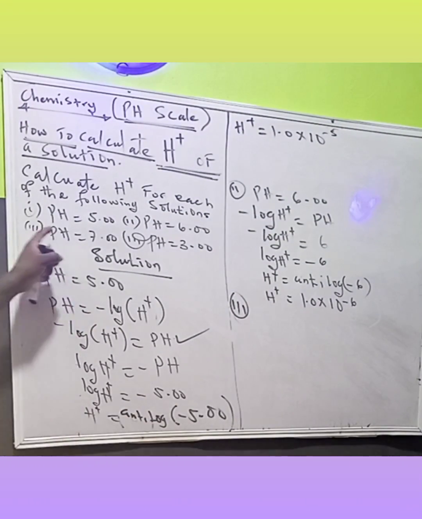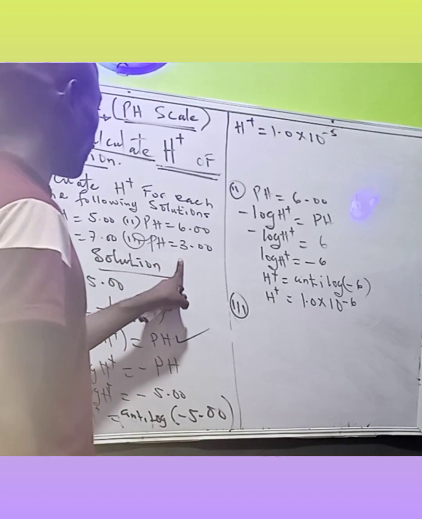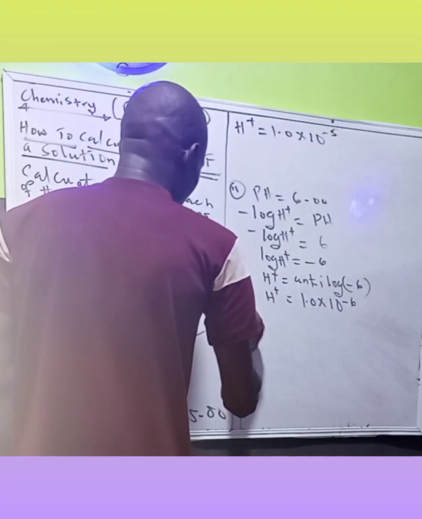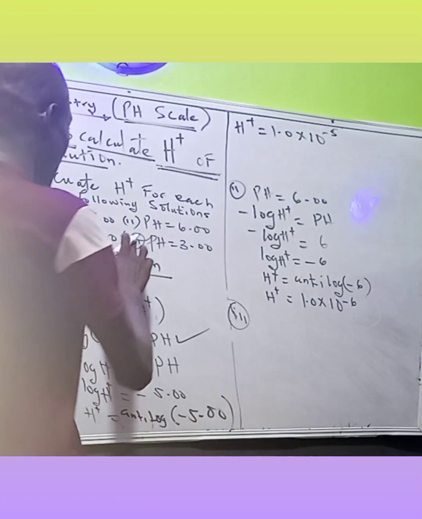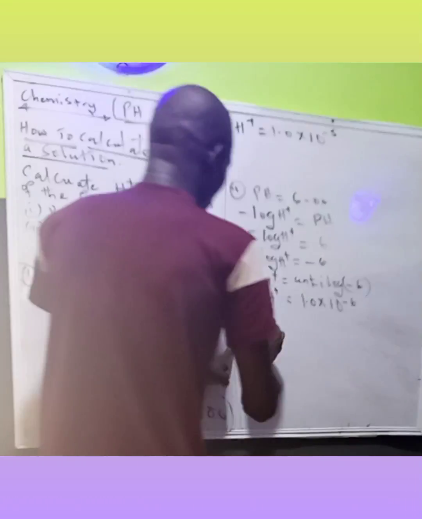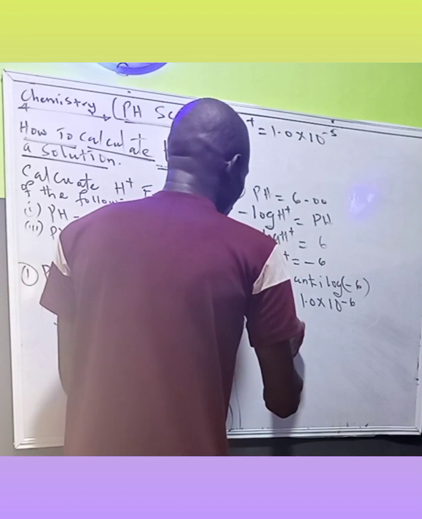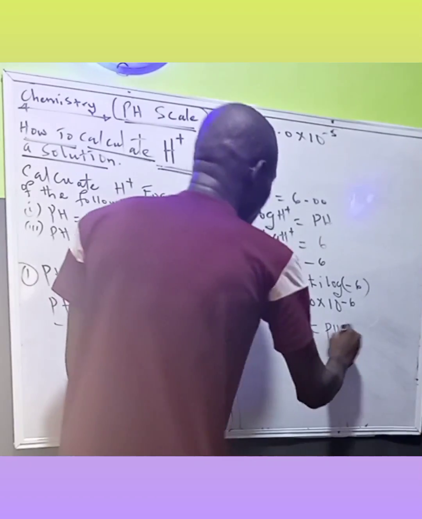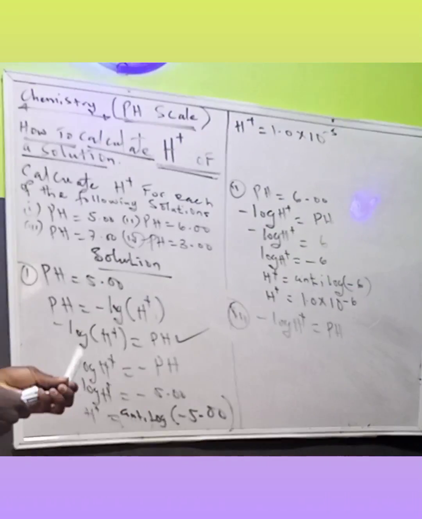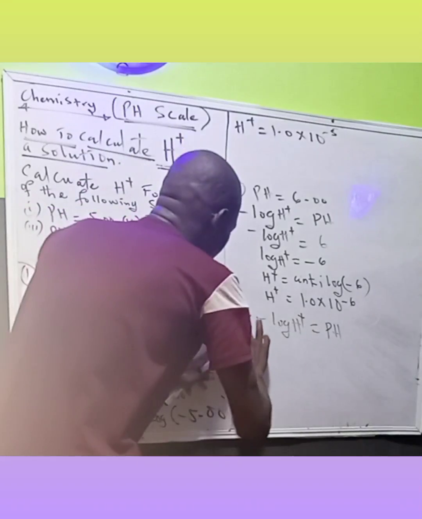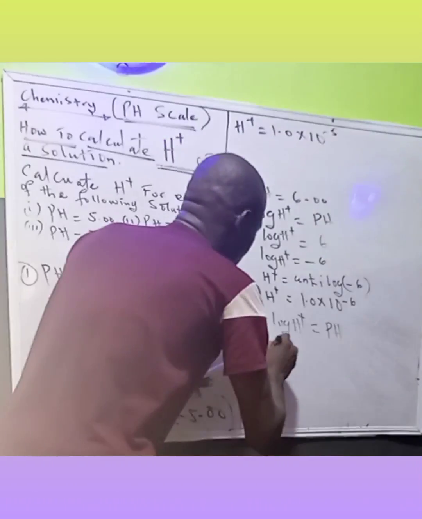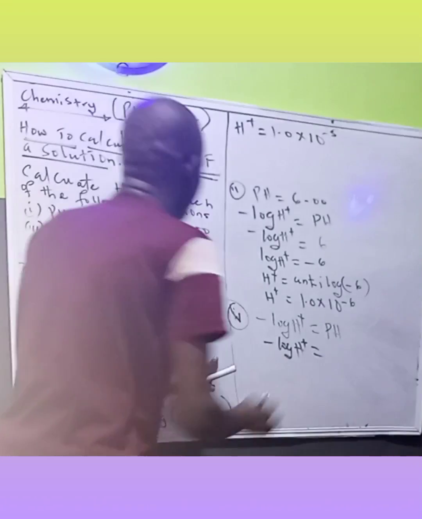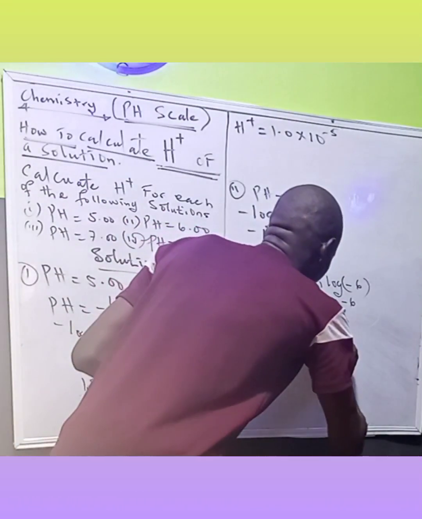So with that, you can find the H positive of this one and this one as classwork. Okay, let me do IV. Let me show you that one. We have minus log H positive equals pH. So what is our pH in IV? Our pH is 3. So we have 3.